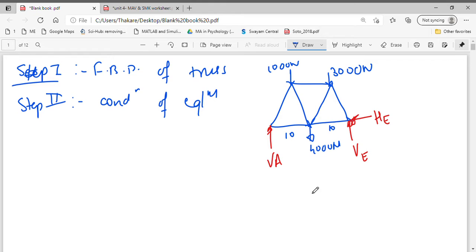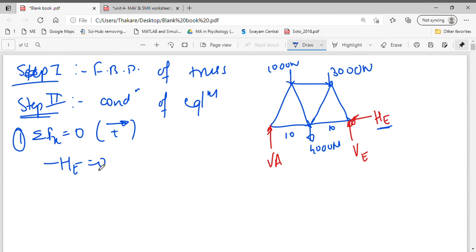You can say this is a general force system. So we have three conditions of equilibrium. First is summation of forces in x equals 0. Considering forces acting towards the right to be positive, there is only one force, which is the horizontal reaction developed at E, and there are no other horizontal forces, and this is acting towards the left. So minus HE equals 0, or HE equals 0.